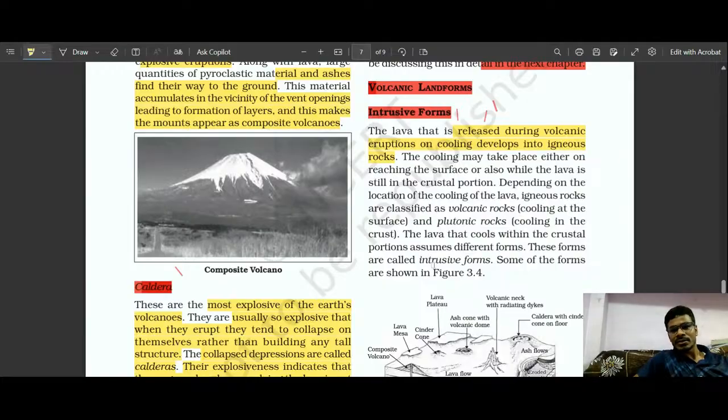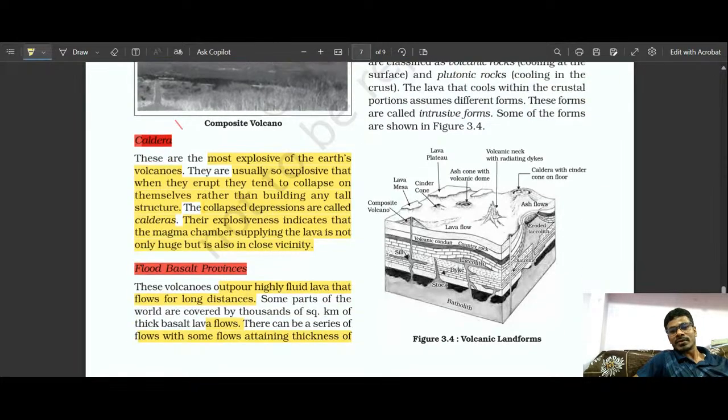Depending on the location of the cooling of the lava, igneous rocks are classified into volcanic rocks and plutonic rocks. Volcanic is the cooling on the surface, and plutonic is the cooling in the crust. Within means inside. So the lava that cools within the crustal portion assumes different forms, and these forms are called intrusive forms. Some of the forms are shown in Figure 3.4.